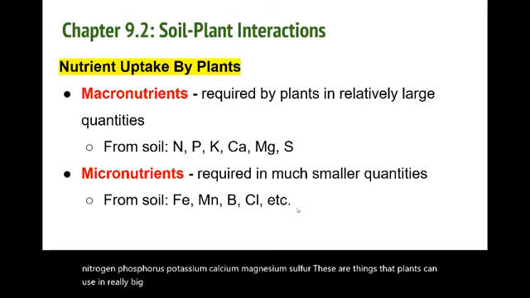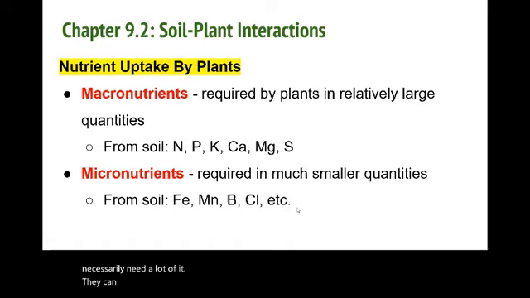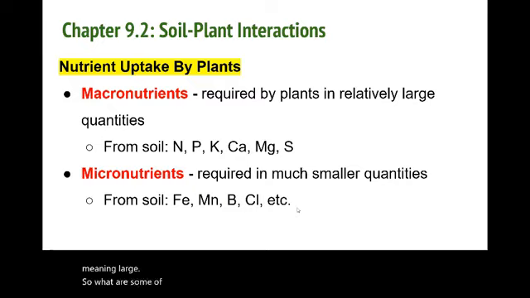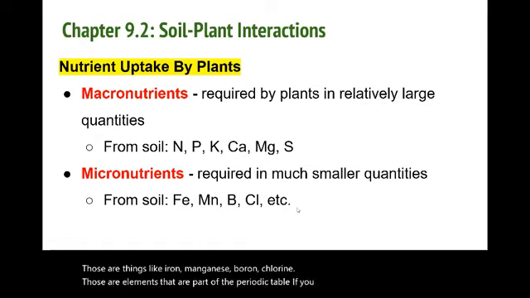But there are also nutrients that a plant can use, but they don't necessarily need a lot of it. They can survive and thrive even with just a little bit. So these are called micronutrients. So you can think of the word micro, meaning small, and you can think of the word macro, meaning large. So what are some of the micronutrients? Things that a plant can use, but they don't necessarily have to have large amounts of it. Those are things like iron, manganese, boron, chlorine. Those are elements. They're part of the periodic table, if you remember studying that in chemistry.